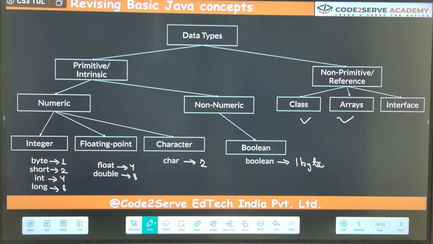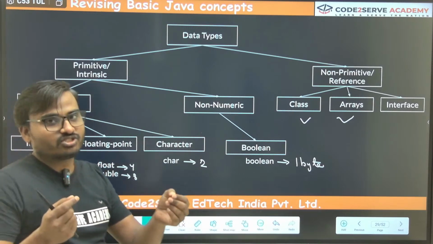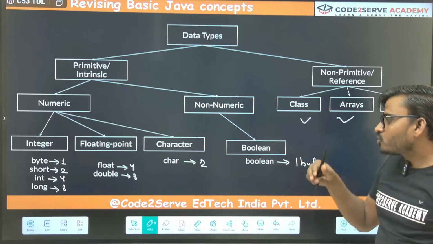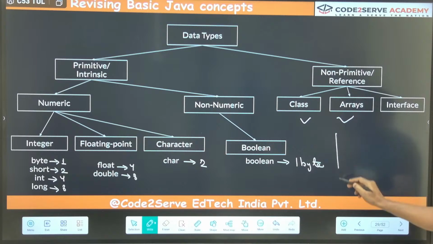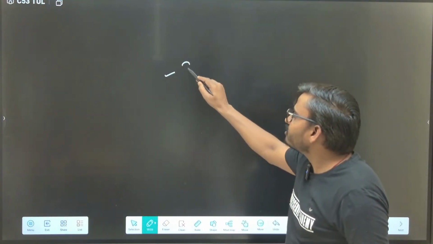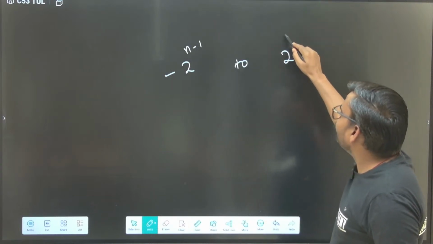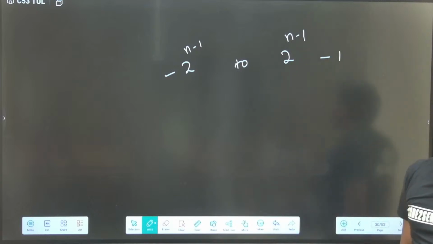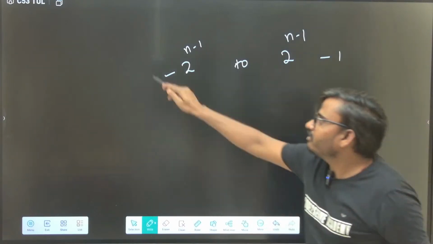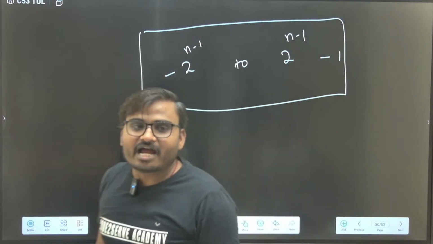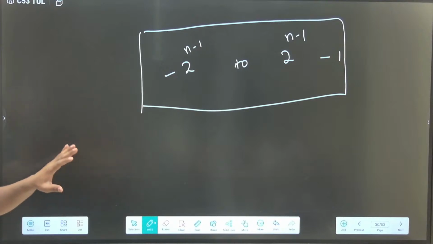This is very important. If you are asked what is the range, how many characters can be kept inside that type of data, there is a formula to find it out. That formula is minus 2 to the power n minus 1 to 2 to the power n minus 1, minus 1. What I am writing here is very important. If you use this formula, you can find the range of any type of data.